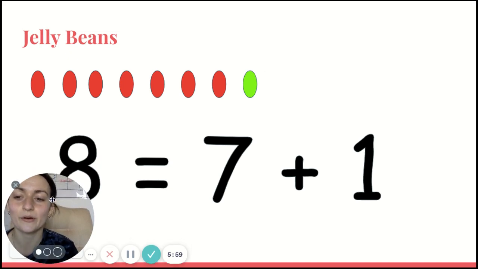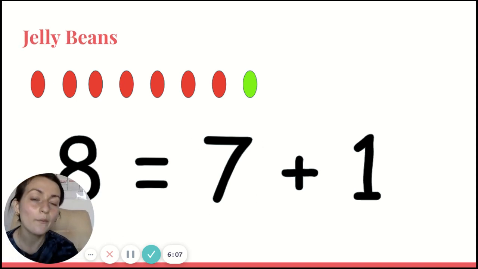We knew that we were going to have 8 jelly beans altogether, so I started with that. I know that I had 7 red and 1 green. I wonder what you decided. How many jelly beans of yours were red and how many were green? Did you write a number sentence to match your picture?